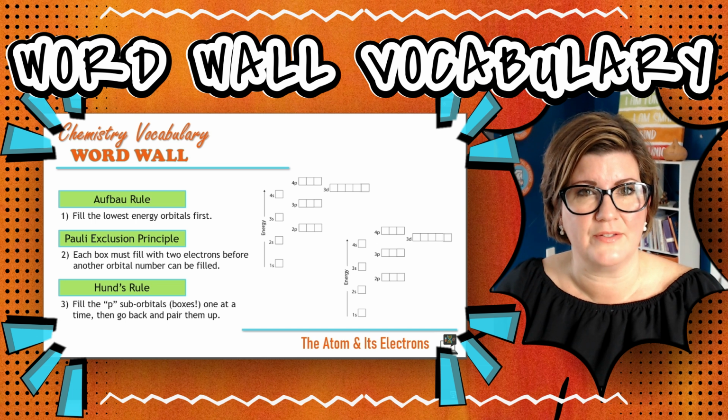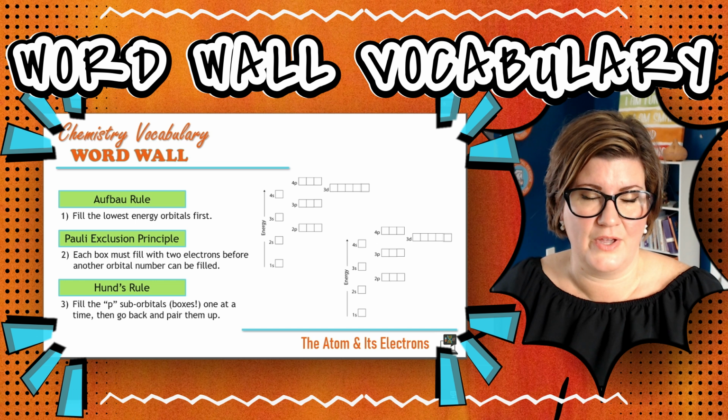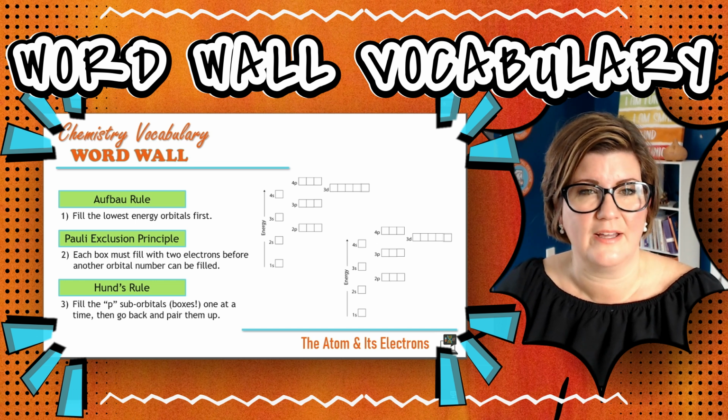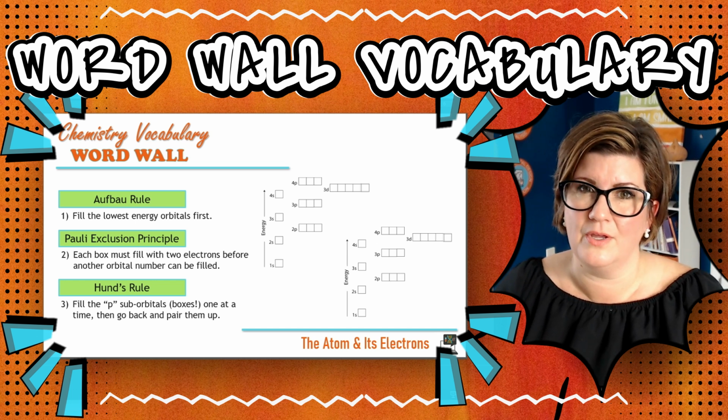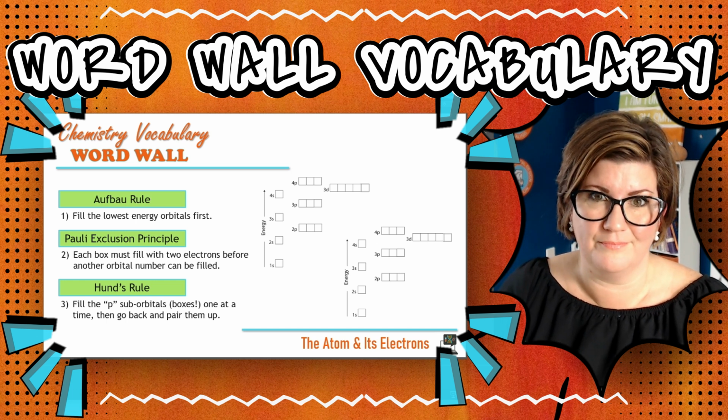Because for some of the models and examples some students will create in this lesson, it doesn't matter if they use Hund's rule or not, because their highest energy electrons don't end in the p orbital. They end in an s, probably.